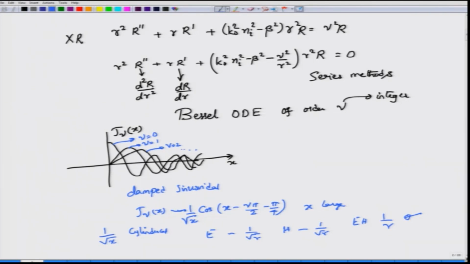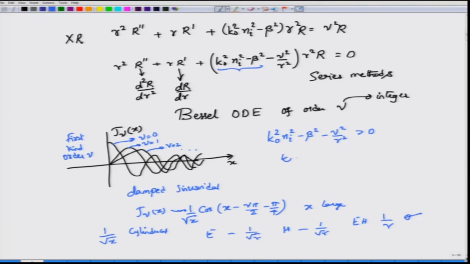Okay. So, this is one type of Bessel function, and this Bessel function will be the solution provided k 0 square n 1 square minus beta square is greater than 0. We want this term, and I need to also include the argument with nu, k 0 square n 1 square minus beta square minus nu square by r square, to be positive. So, we will have this kind of solution, which is called the Bessel function of the first kind of order nu, provided this is a positive quantity.